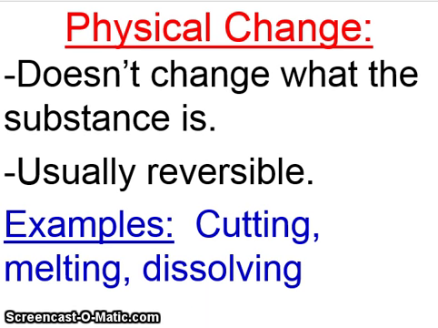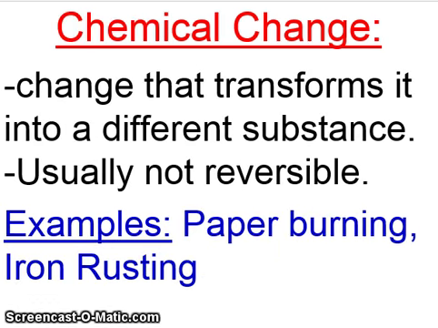If you cut it, it'll still be water. If you dissolve it, it'll still be water. So there's a lot of physical changes. Now, a chemical change means that it's a completely different substance. So burning, like paper burning, iron rusting, eating food, decomposing, it's no longer the same chemical formula.